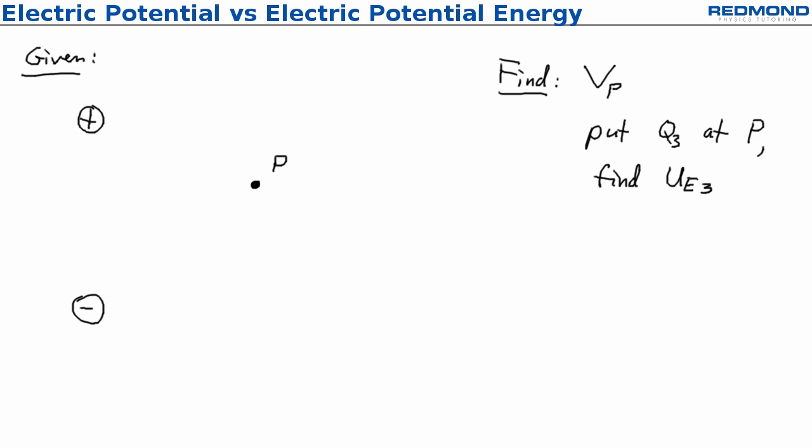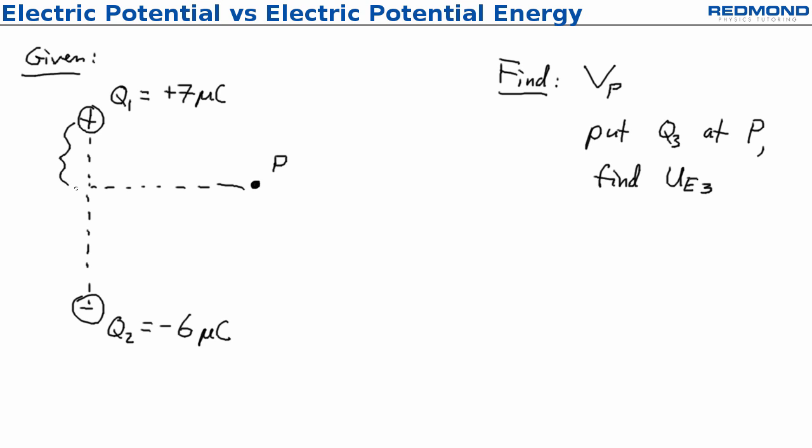So we're given that the positive charge Q1 has a positive 7 microcoulomb charge. The negative charge Q2 has a negative 6 microcoulomb charge. We're also given some information about the layout here. Point P is located 40 centimeters away from the line that connects Q1 and Q2. Q1 is 30 centimeters above where that line intersects the other line, and Q2 is 40 centimeters below, which means that Q1 and Q2 are 70 centimeters apart.